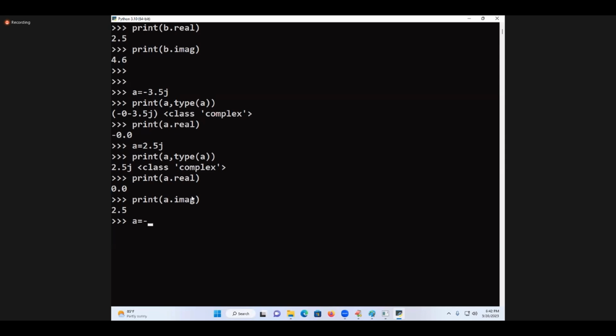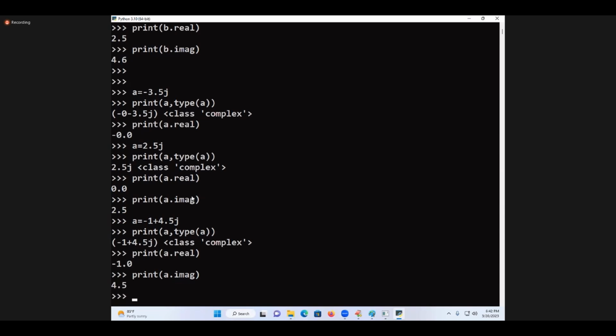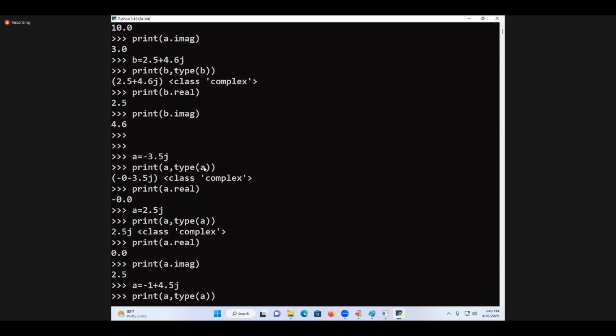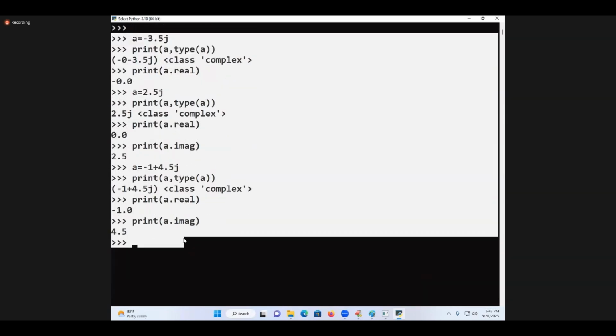Last and final. Minus 1 plus 4.5J. Come on, print A value, A dot real, A dot imag. This is the data we are getting. Clarity is there, students? Now I will get this type of value here.